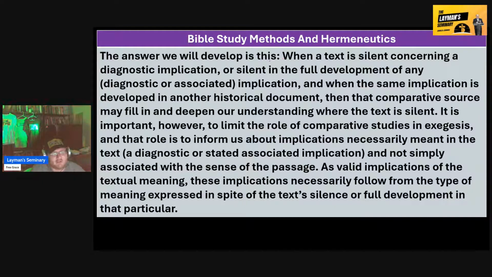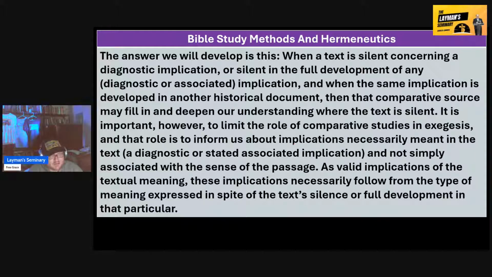The answer we will develop is this: when a text is silent concerning the diagnostic implication, or silent in the full development of any diagnostic or associated implication, and when the same implication is developed in another historical document, then the comparative source may fill in and deepen our understanding where the text is silent. It enriches. It is important, however, to limit the role of comparative studies in exegesis, and that role is to inform us about implications necessarily meant in the text, a diagnostic or stated associated implication, and not simply associated with the sense of the passage.